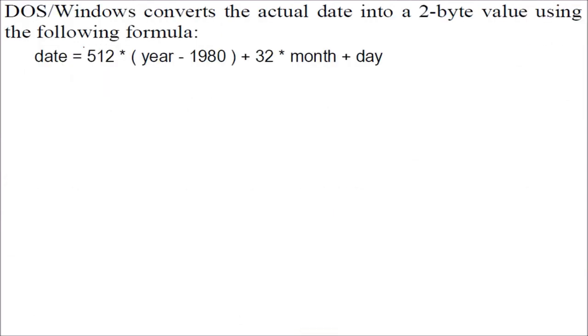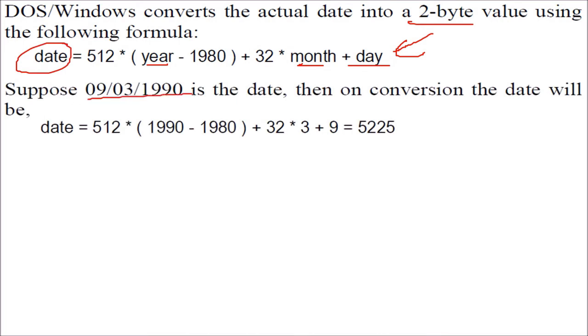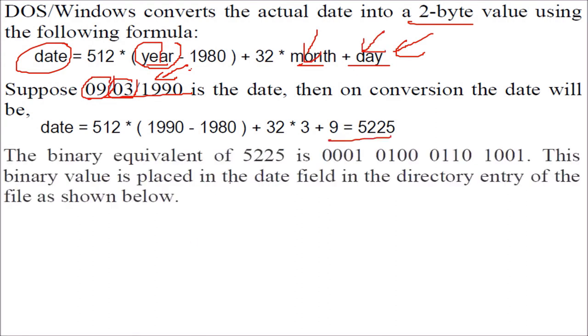So DOS or Windows converts the actual date into a 2-byte value. We have a formula like this. So we have to put the year here, month here, date here, and you will get the date. Suppose the date is like this. This is your year. You have to place it in this place. Then you have the month, which is the third one. You have to place it here. And this 09 is the day. So when you compute it, you get a number, 5225.